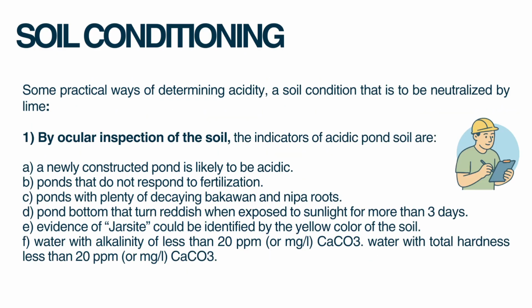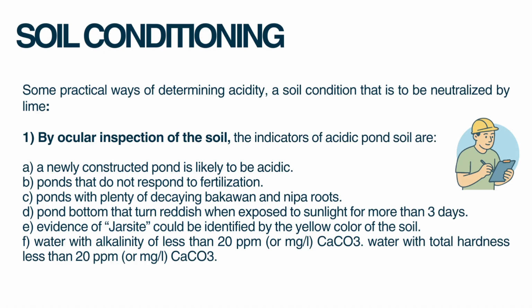There are some practical ways to determine if pond soil is acidic and needs to be neutralized by liming. First is through ocular inspection. The indications of acidic pond soil are as follows. First, a newly constructed pond is likely to be acidic because the soil has not yet been stabilized.